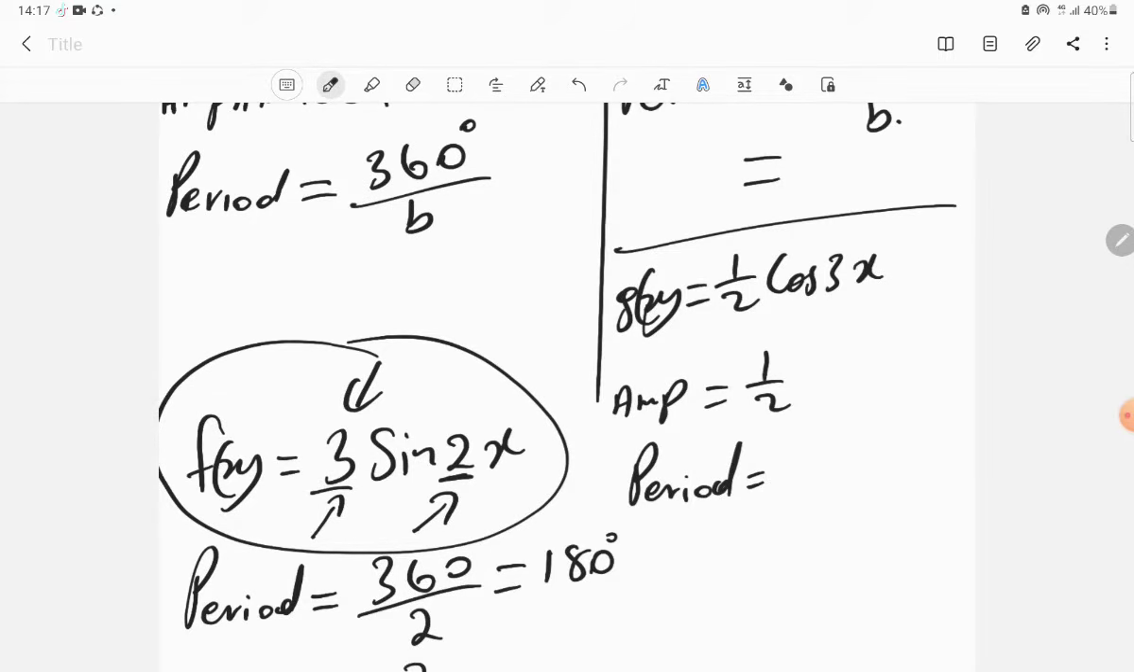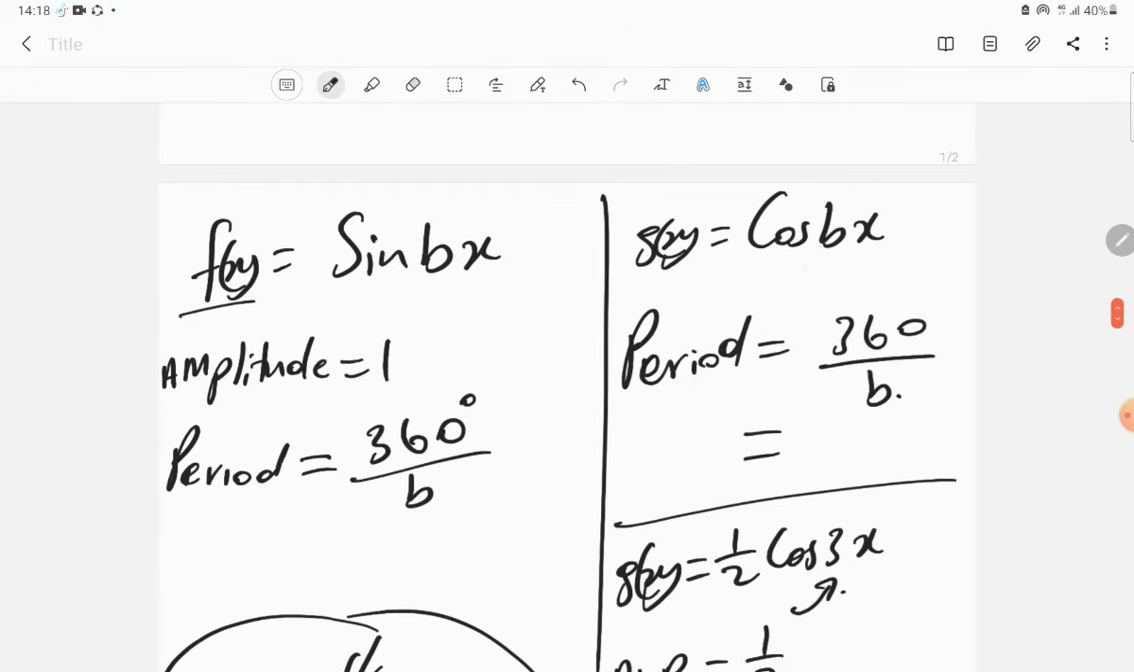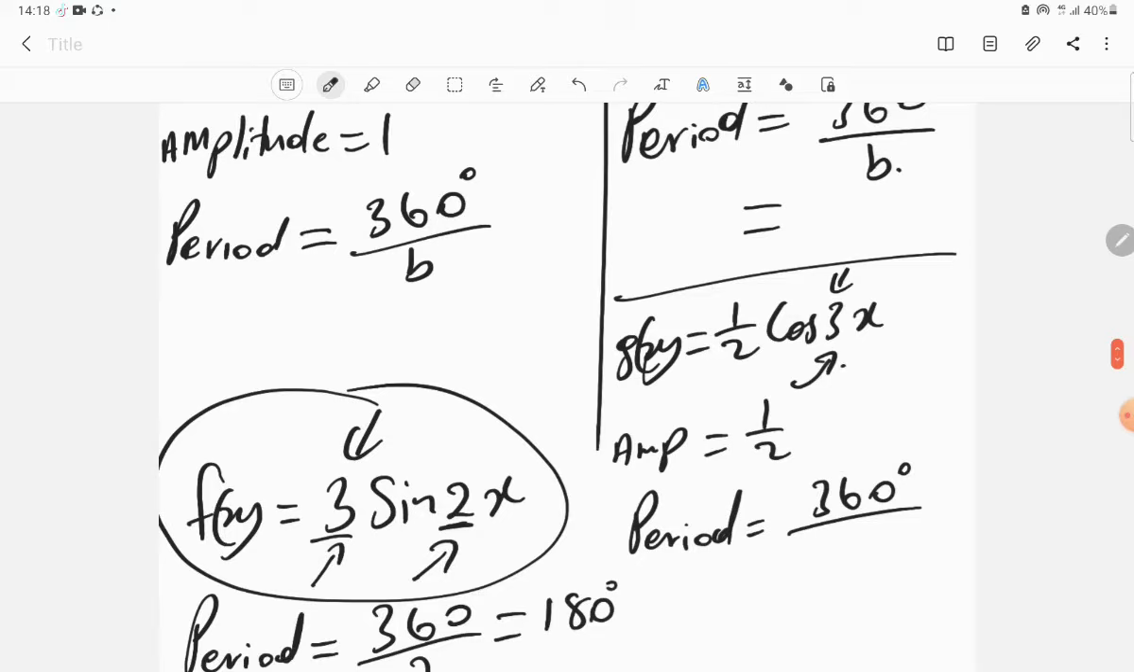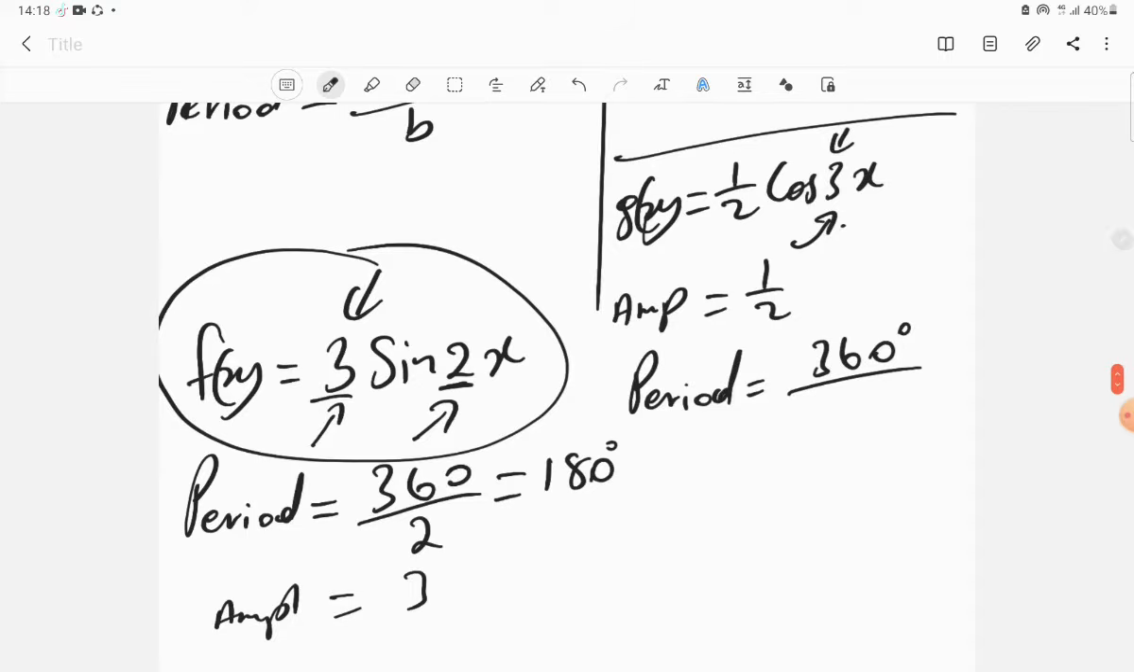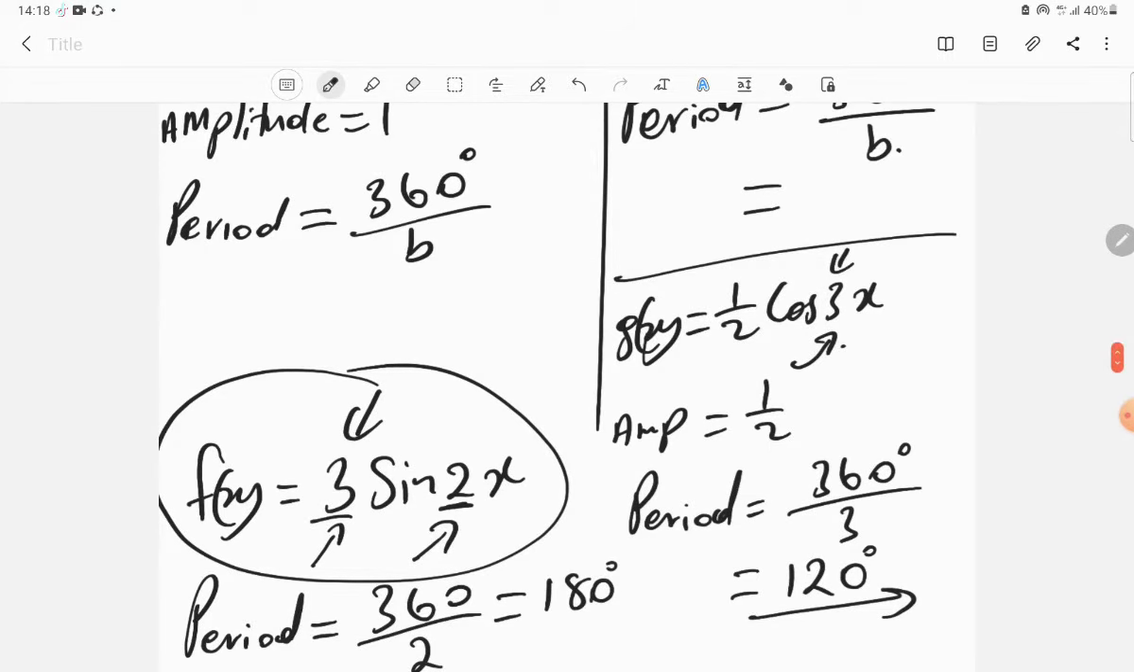Now, what is the period? The period is going to be 360 divided by whatever value of b. Remember, the position of b is always in front of that angle, so whatever number is there, you must know that this is just the value of b. So the period of this graph is going to be 360 divided by just 3. So you will get 360 divided by 3 is 120 degrees. So you can see that this number over there affects the period of this graph.